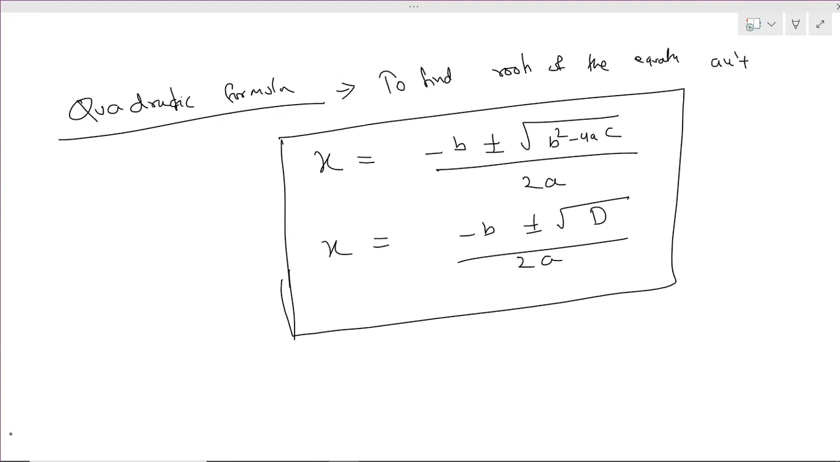For the equation ax square plus bx plus c equals 0, just use this formula and you'll get the two values of x. How two values of x? Once you take the plus sign, once you take the minus sign. All right, note it down.